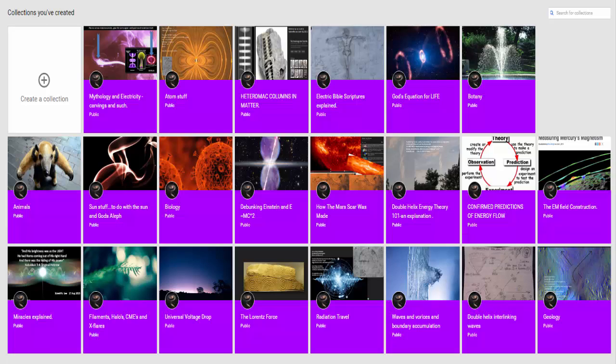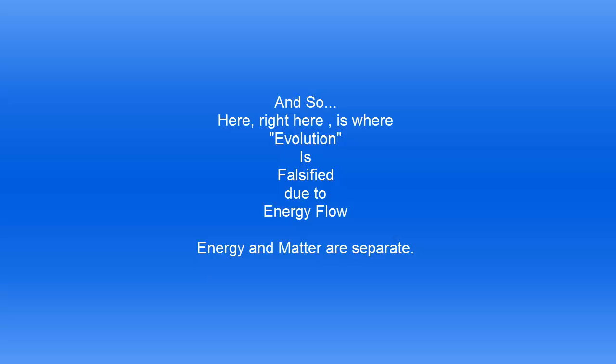So if you want to see 1,000 more examples of this in everything, go to my collections page on Google and on my Google page and my videos in YouTube, and you will see I explain everything from atoms to radiation travel to electrons to how trees grow to how the atmosphere has electrical levels and why clouds appear. Everything is in there. And so here, right here, is where evolution is falsified due to energy flow, because I've already proven energy and matter are separate, and I've proved it in every single medium available in the universe.